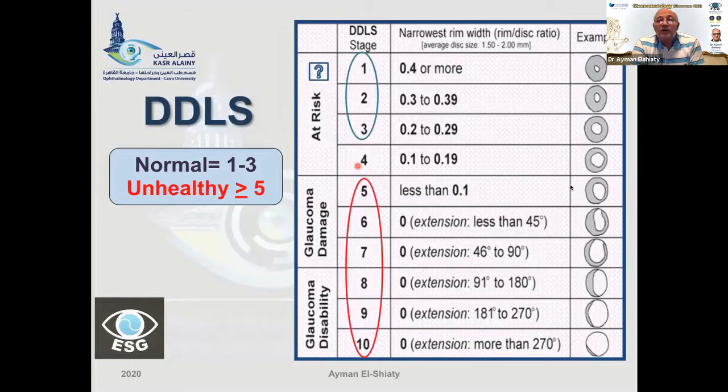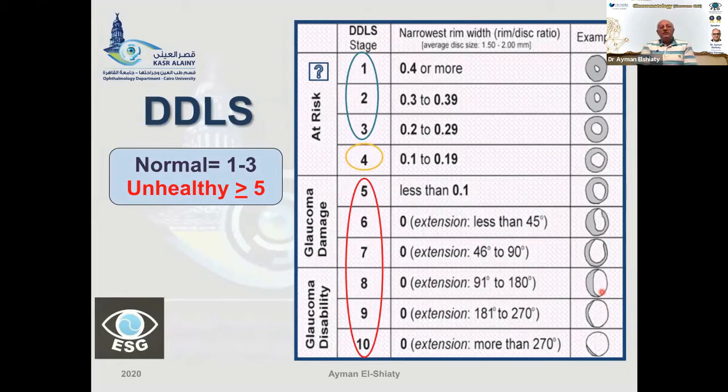And more, you'll find that 5, 6, and 7 are indicative of glaucoma damage, but most probably there is no glaucoma disability. The patient does not feel any disability. But from 8 to 10, usually there is glaucoma disability. And this is very easy to remember. If the rim is 10% of the diameter of the disc, then most probably there will be glaucoma damage. If the loss of the rim is more than 180 degrees, then most probably there will be glaucoma disability. And 4 is equivocal between the normal and affected.